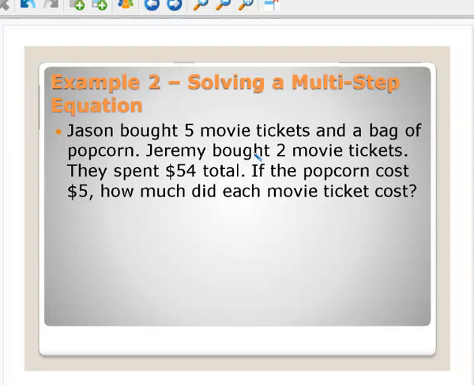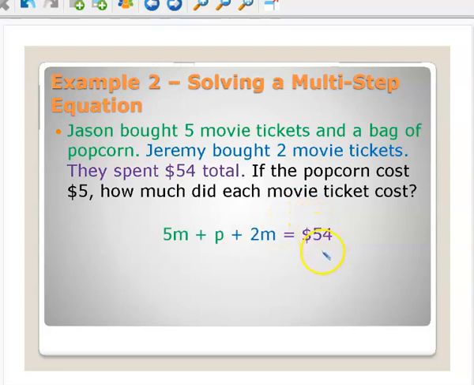So let's set this up as an equation first. Look at the first sentence here. We have Jason's portion, the 5 movie tickets, and we're going to replace movie tickets with the variable m, because we don't know their price, but we know we bought 5 of those. And his bag of popcorn, we'll use the letter P for that variable. For Jeremy's portion, he has 2 movie tickets. So we just added on to what Jason purchased, and we know that together they spent $54.